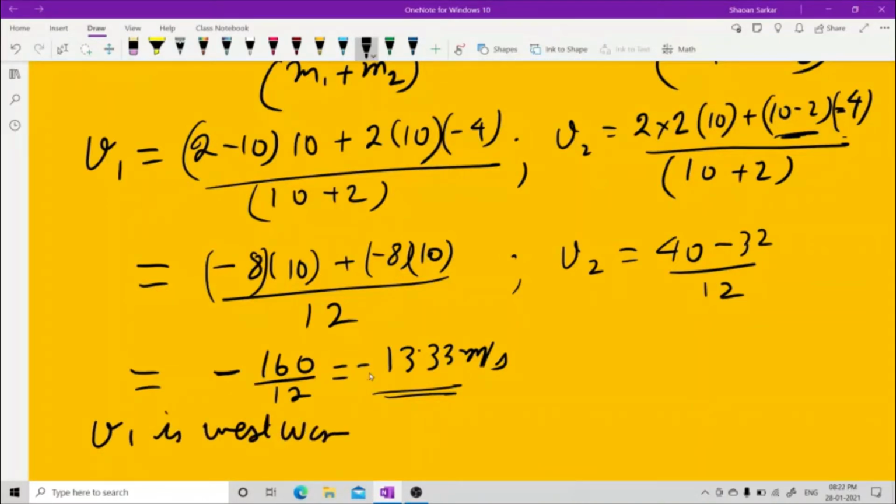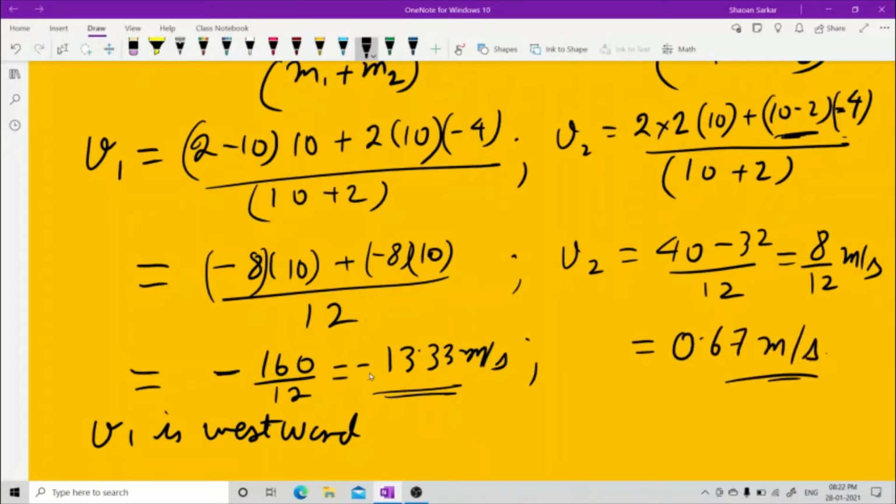V1 is westward, no problem. Now what about V2? V2 is coming out to be 8 by 12 meter per second, and this comes out to be about 0.67. You can use the calculator. You are supposed to use a scientific calculator, and this is eastward. Write down eastward because it is positive sign. It is eastward. This is westward.